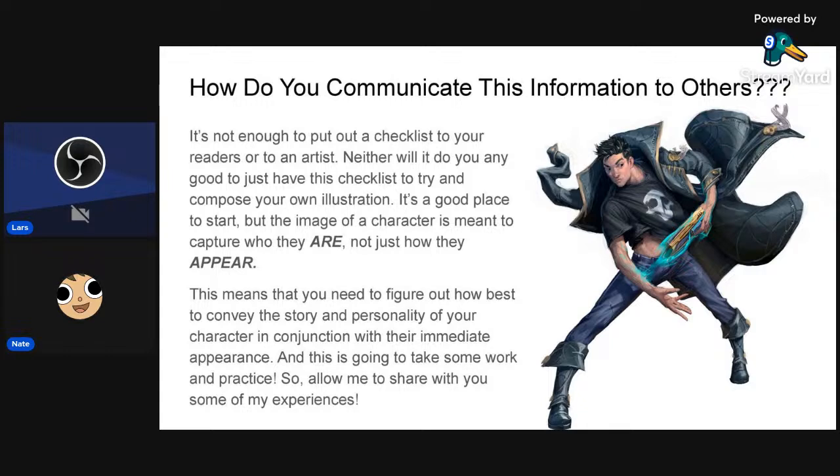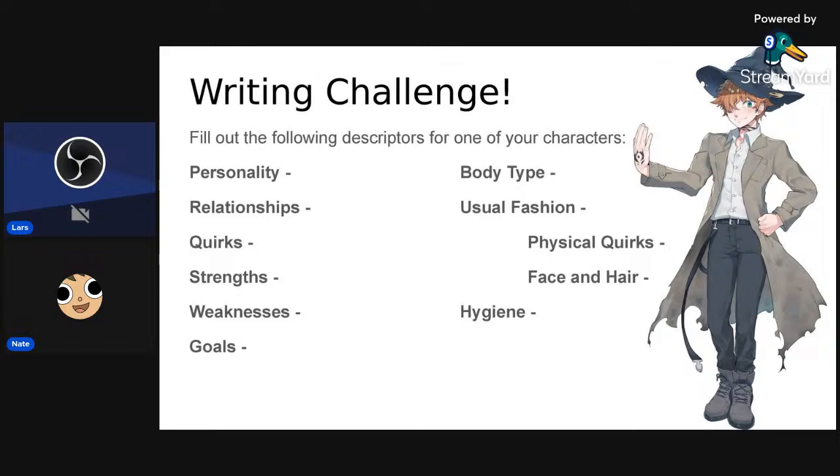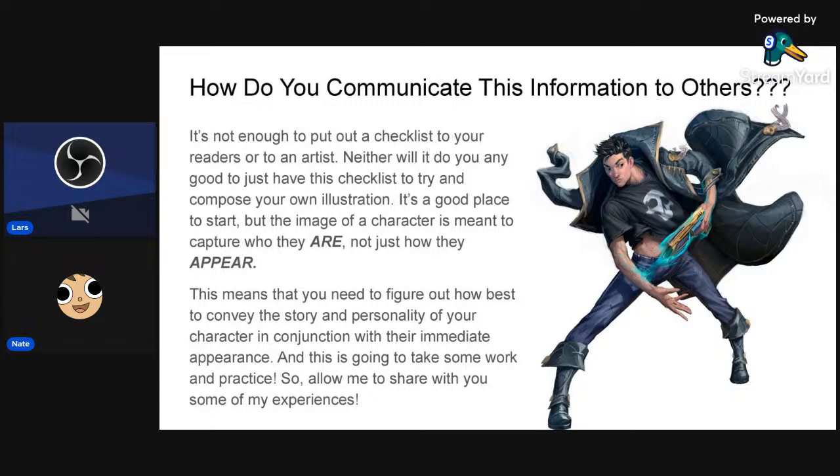All right. So, how do you communicate this information to other people? Everything that you guys have done with coming back to the writing challenge, I wanted you to create this checklist. Here's the thing. It's not enough to just create the checklist. The checklist is where we begin. But it's not enough for your readers, and it's not enough for an artist. And neither will it do you any good to just have this checklist and try to compose your own illustration based off of a checklist. This is all to help you get to know who these characters are, not just how they appear.